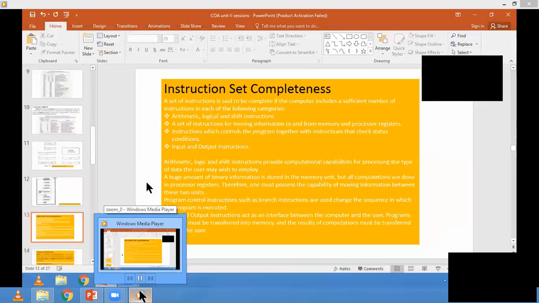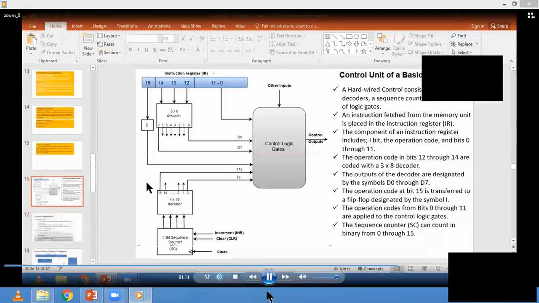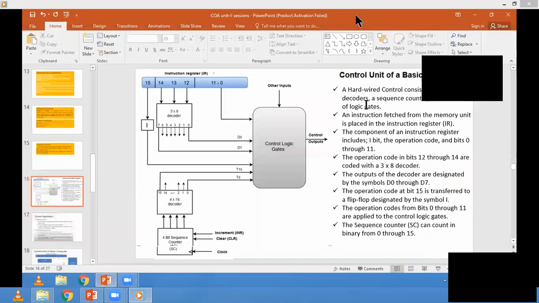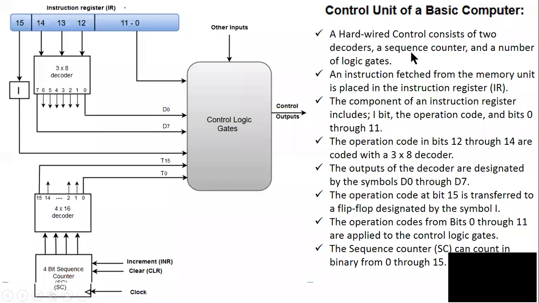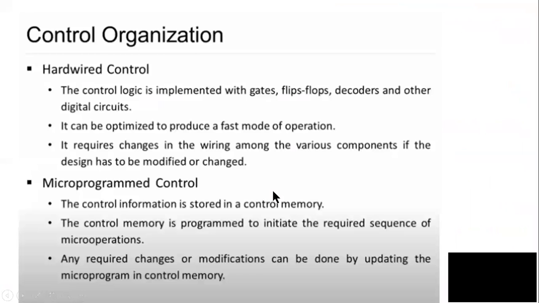Today in this section we are going to see the basic control unit of a basic computer. Basically, for timing and controlling the computer, we require a control unit, and that is the control organization. Now, this control unit can be designed in two ways. Number one is hardware control. It is basically implemented by means of gates, flip-flops, decoders, and digital circuits.